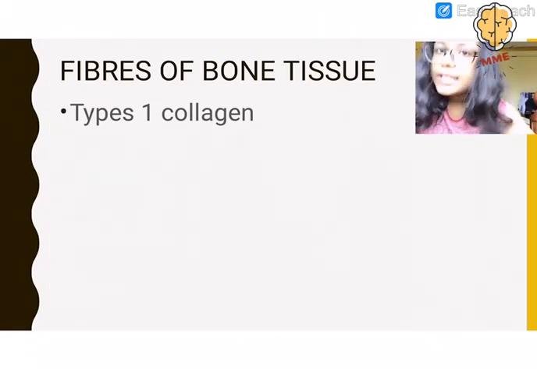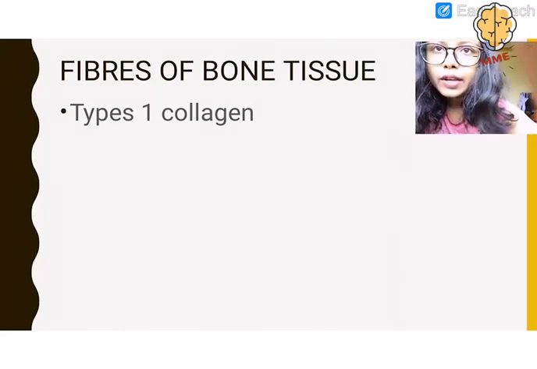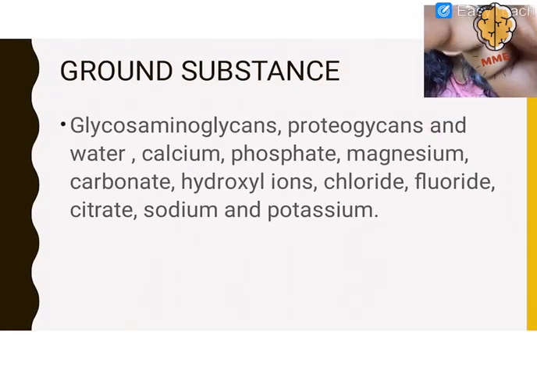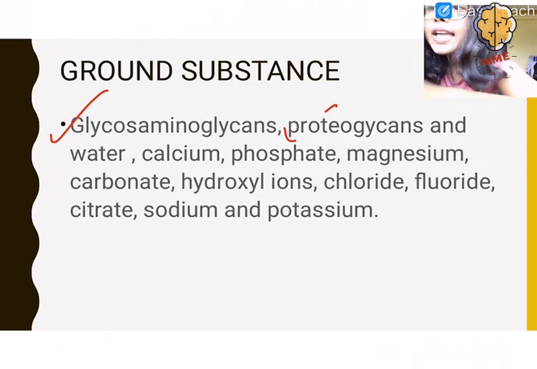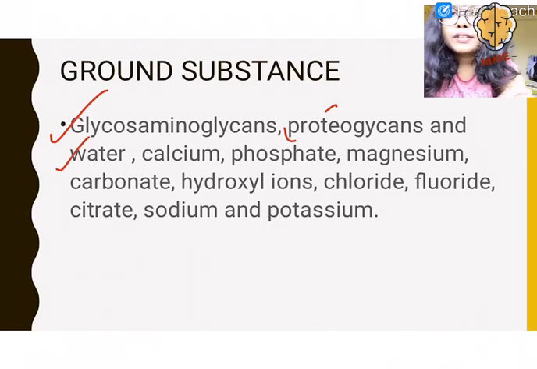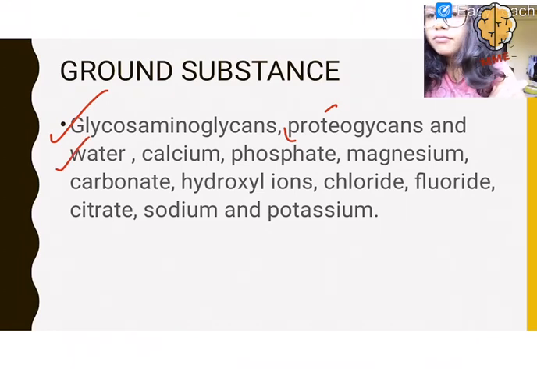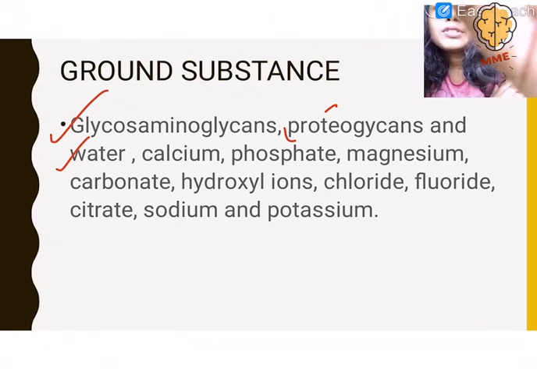Now the cells we have done. Now the bone tissue. The fibers in the bone tissue are basically type 1 collagen, and the ground substance is basically glycosaminoglycans, proteoglycans, and then we have many other inorganic things like calcium phosphate and magnesium carbonate, hydroxyl ions, chloride, fluoride, citrate, sodium, potassium.